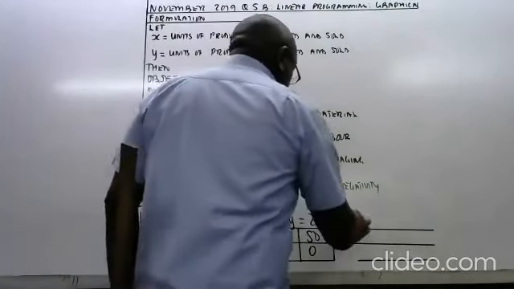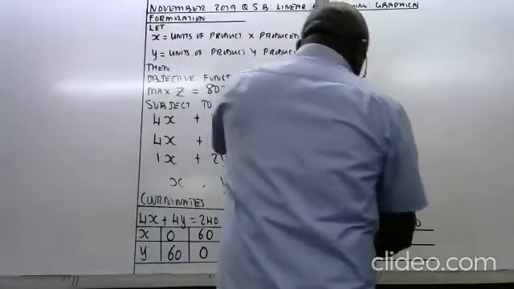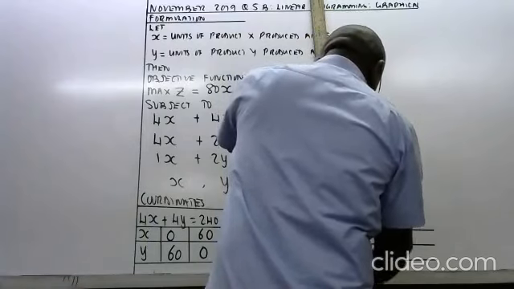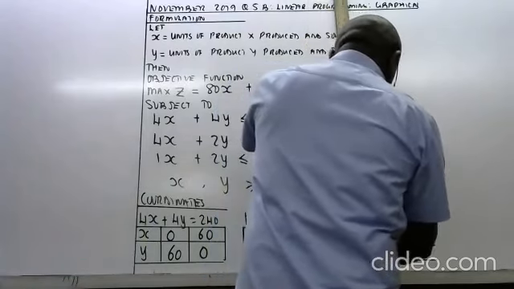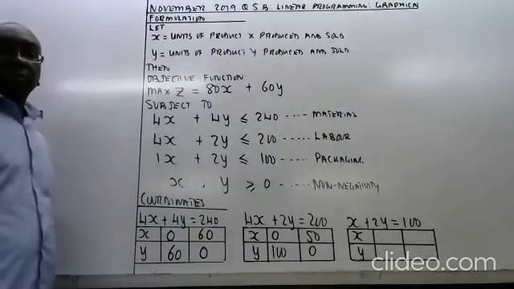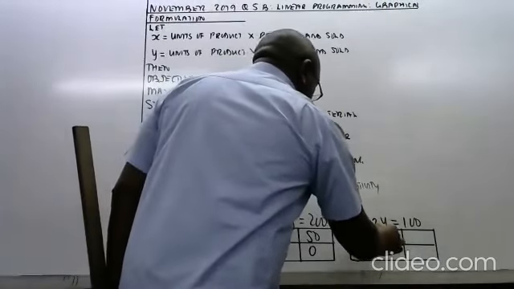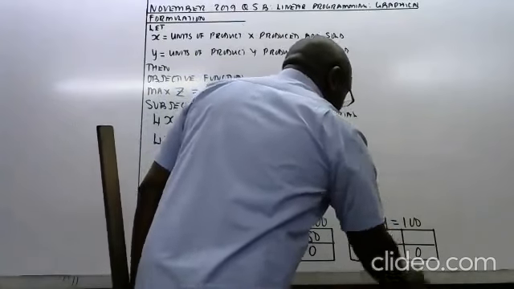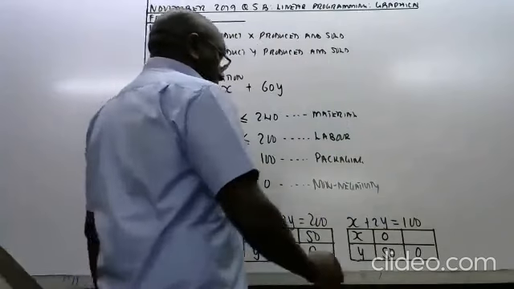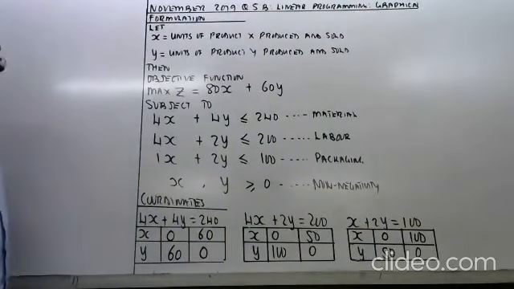And then x plus 2y is equal to 100. So x here, if this is 0, this must be 50, and if this is 0, then this must be 100.